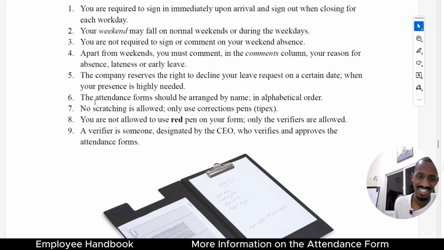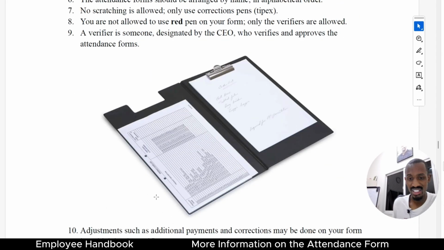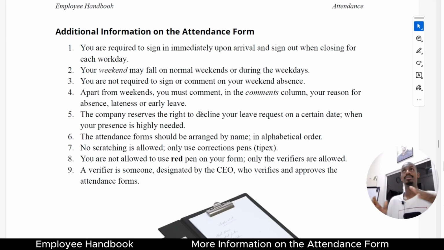The attendance form should be arranged by name in alphabetical order. Remember, the attendance form looks something like this. I don't have it here, it's at the office, but it looks like this. Every name, if your name is Aaron, will always be on top, and if your name is Zimba, it will be last, under Z. For example, right now, Bouakar Baji starts first because it starts with BU, and you have Bouakar Jallo. I think Siaka is last, S. So it should be arranged.